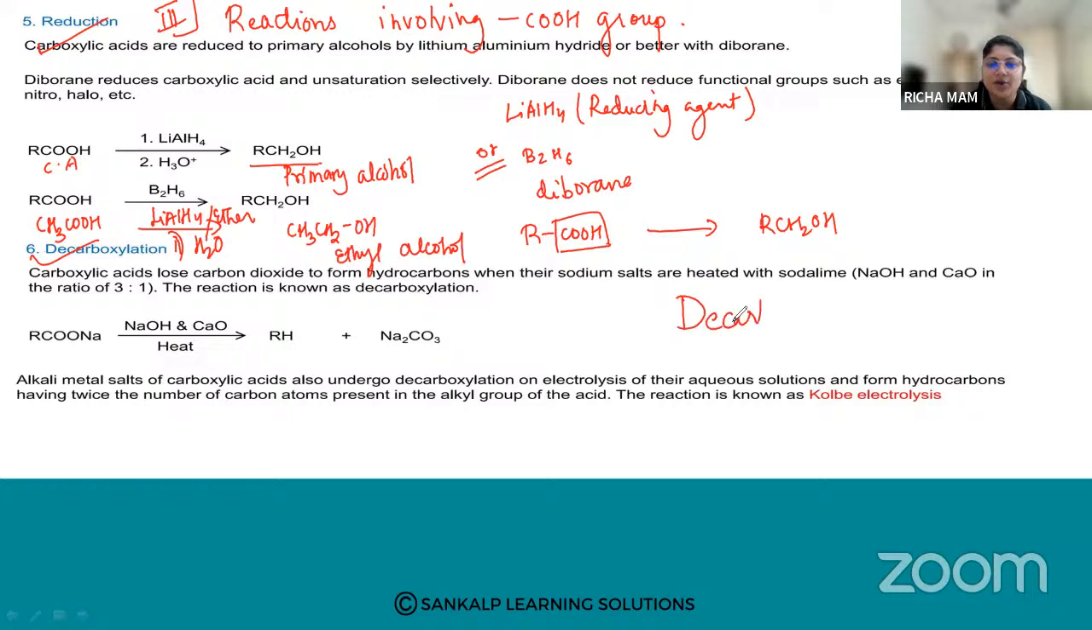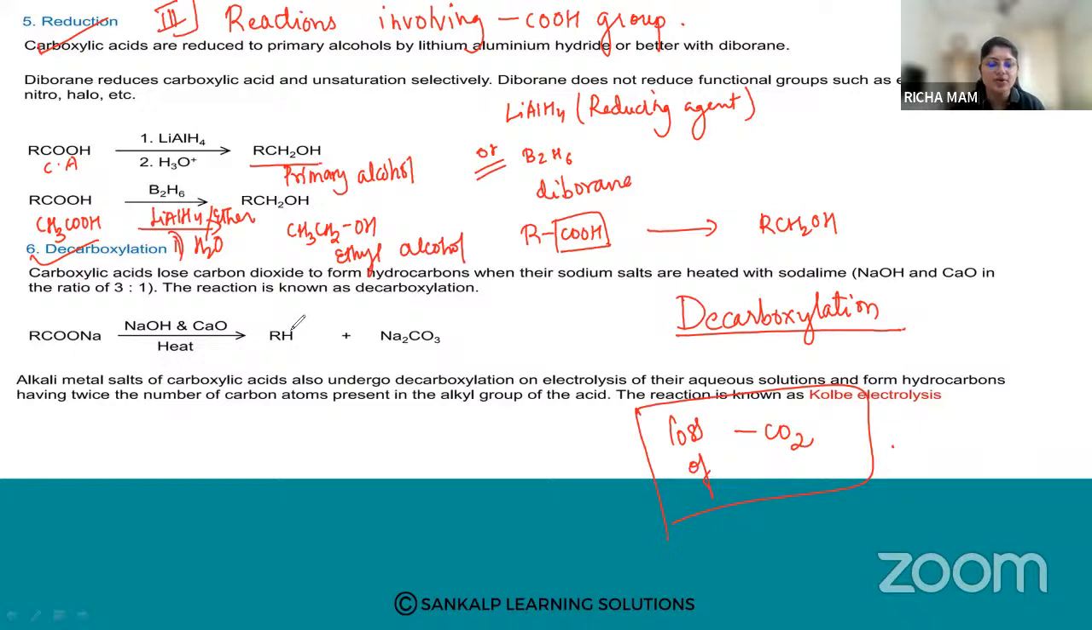Can anyone tell me what do you mean by decarboxylation, students? What is decarboxylation? Decarboxylation means, the carboxy group is what? CO2 group. So decarboxylation means loss of carbon dioxide. Okay.